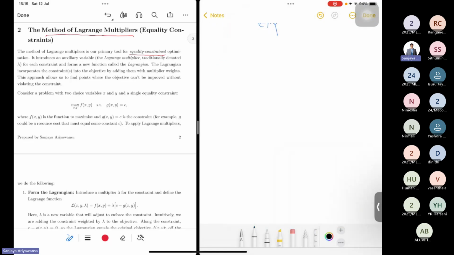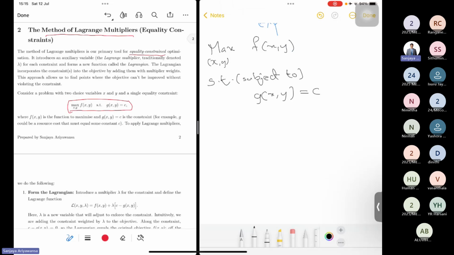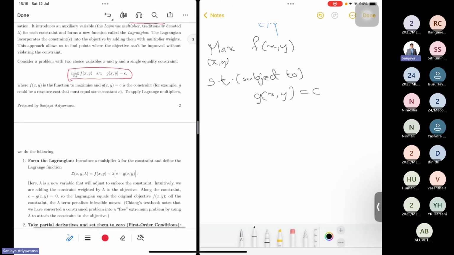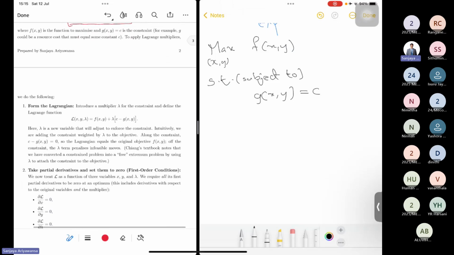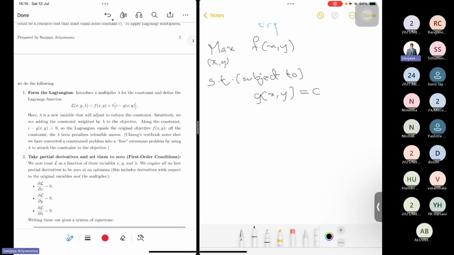So let's have a look at this method of Lagrange multipliers. Consider a general problem where you're trying to maximize a function f of x, y through your independent variables x and y, but you're subject to a constraint g of x, y equals c, where c is some constant value. How do we go about this method? That's what I have given here in step-by-step format.